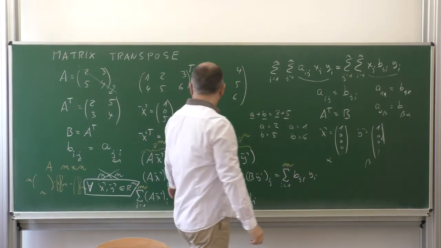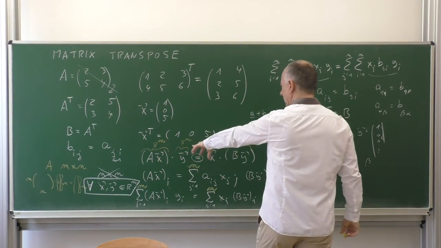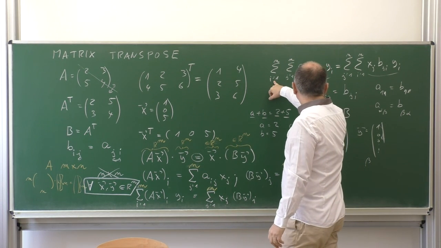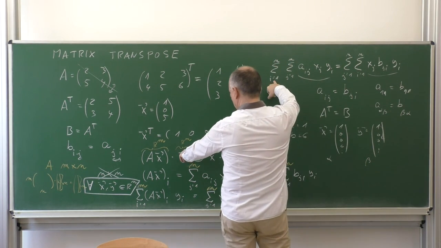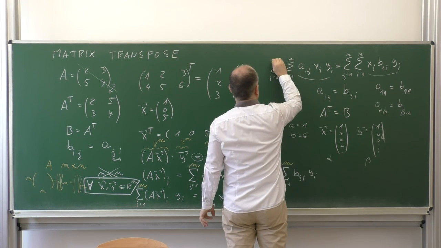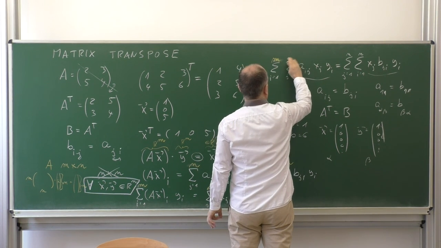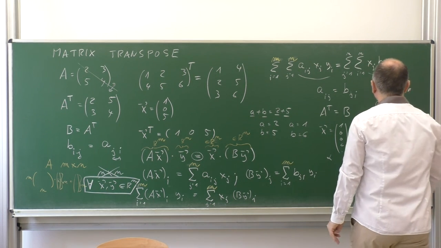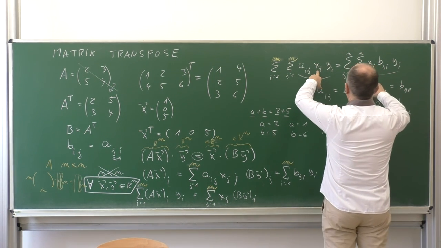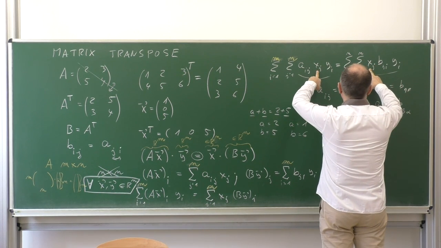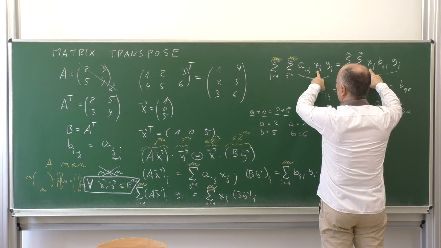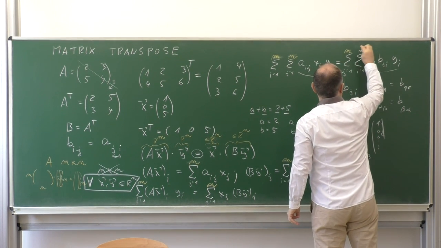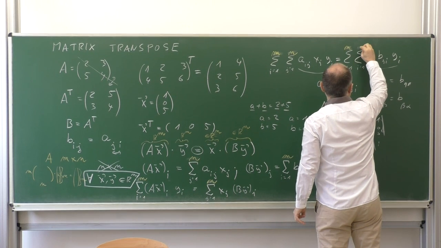And then here on the left, i is the index of y, which runs up to m, and this goes up to n. And on the right, again, j runs from 1 to n, so this remains, and i goes from 1 to m.